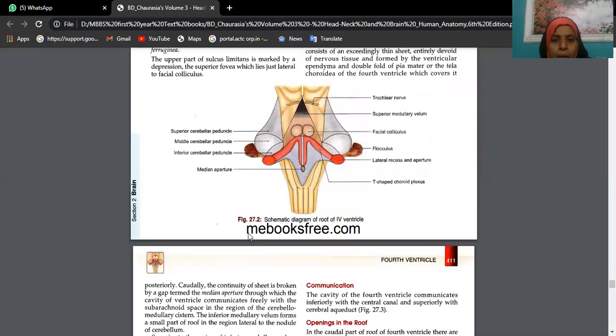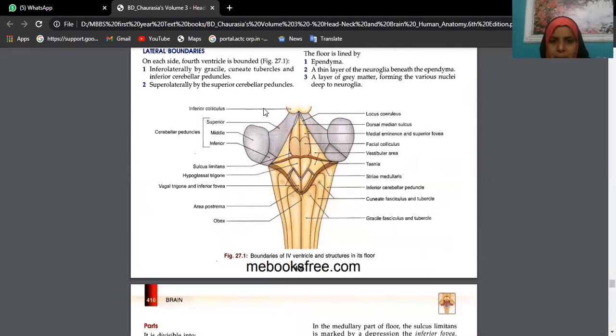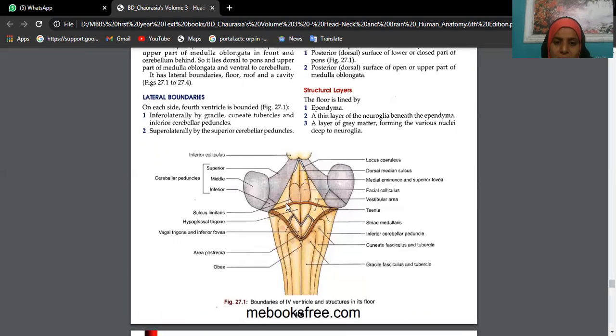Now, if you remove the cerebellum, these are the cerebellar peduncles: superior, middle, inferior. You have removed it, and now you are seeing the posterior surface of the pons and the posterior surface of the medulla oblongata, which is nothing but the floor of the fourth ventricle. There is one horizontal partition dividing it. The upper half is the pons and the lower half is the medulla oblongata.